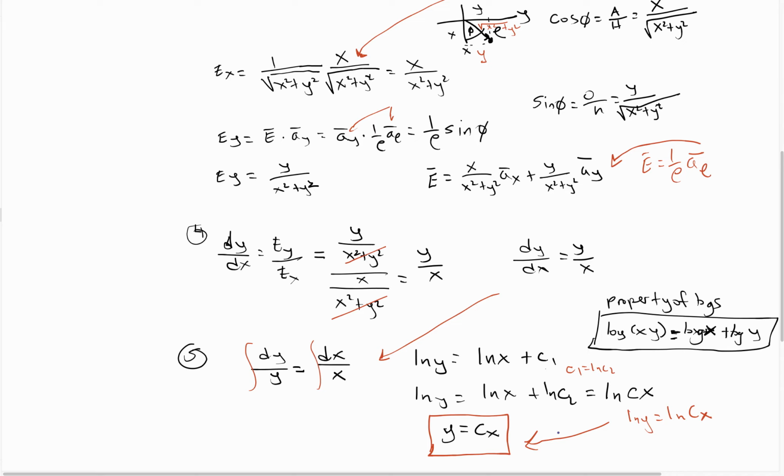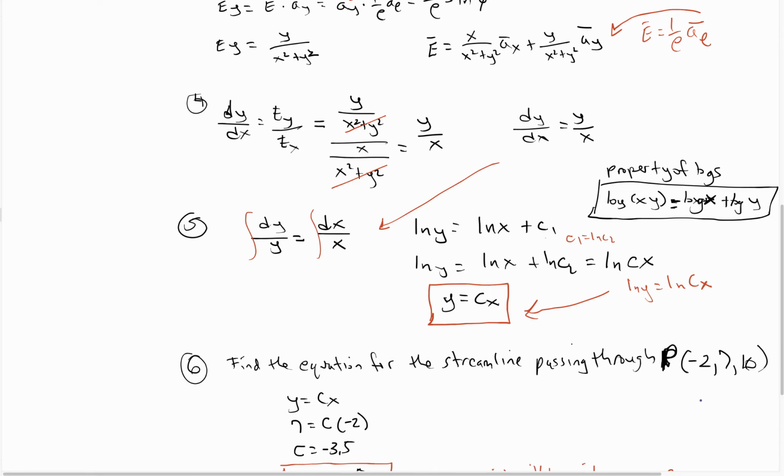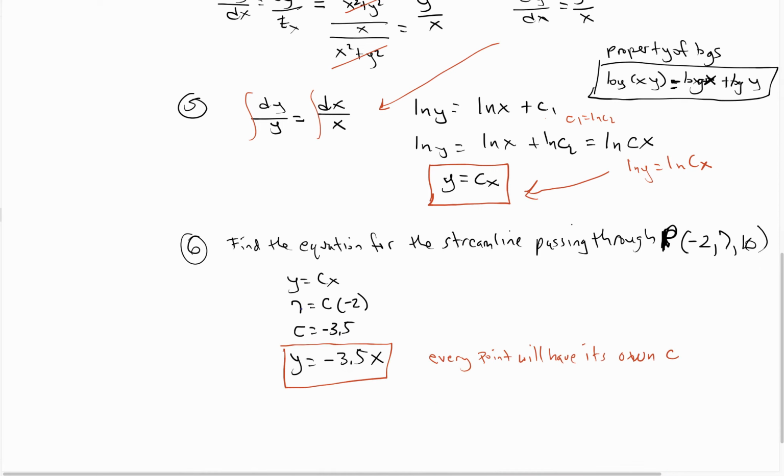So that's the equation for the streamline for a point charge or an infinite line of charge coming out of the plane. Then if we want a particular equation, find the equation for a streamline passing through this point: x is equal to -2, y is equal to 7, z is equal to 10. Well, we don't care about the z. So we just put in what we know: y is equal to 7, x is equal to -2. Solve for c, and there's our streamline for just that point.